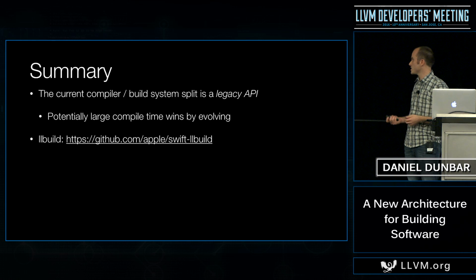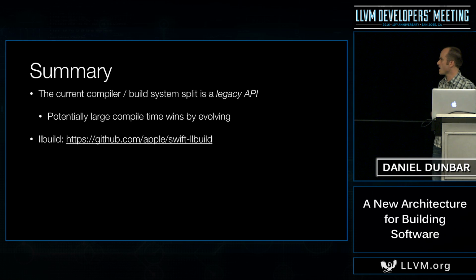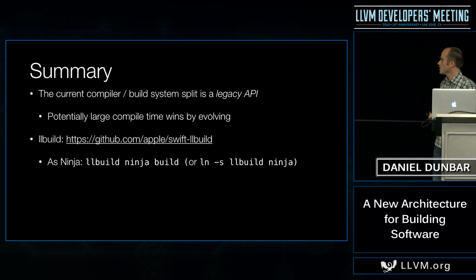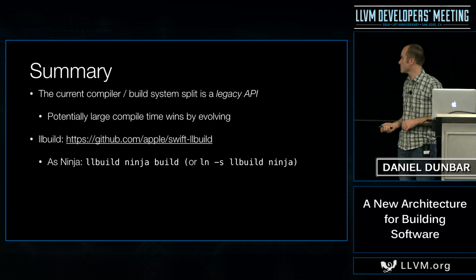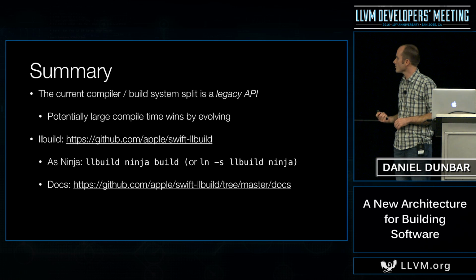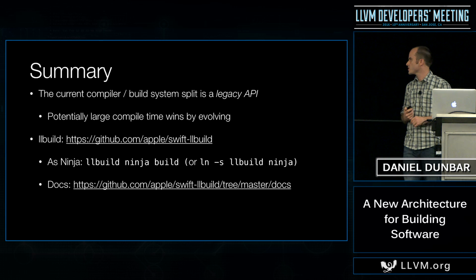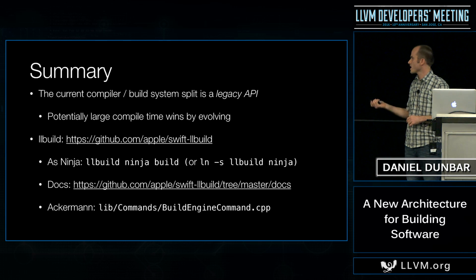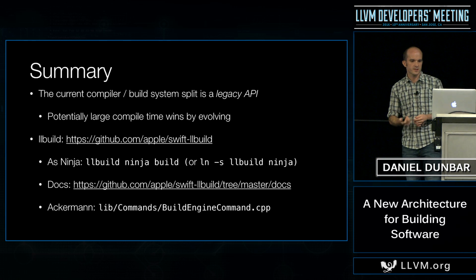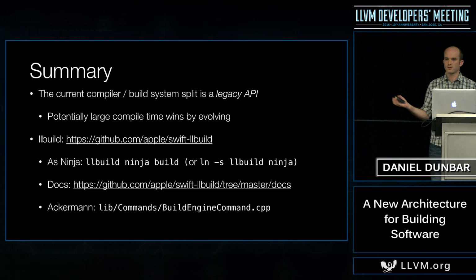So if you want more information, llbuild lives under the Apple organization on GitHub. If you want to run it as Ninja, you can invoke llbuild ninja build, or if you symlink llbuild to Ninja, then it will automatically realize you want to run it in Ninja mode. And you can use this to build LLVM and Clang. And there are some docs in tree here, and then the Ackermann example itself is implemented inside lib commands. That's it.